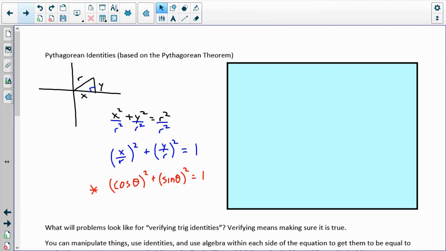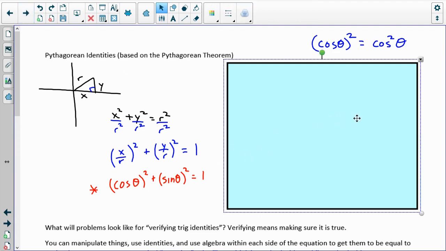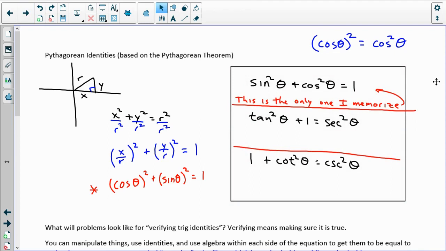Just like the Pythagorean theorem in geometry and algebra 1, you use that all the time. We will use the Pythagorean identities all the time. So cosine squared plus sine squared equals 1. One other thing to keep in mind is that cosine theta squared, we will often write as cosine squared of theta. We put the squared in between the cosine and the theta, and that works for all of the functions. That's just the way that we notationally write it.